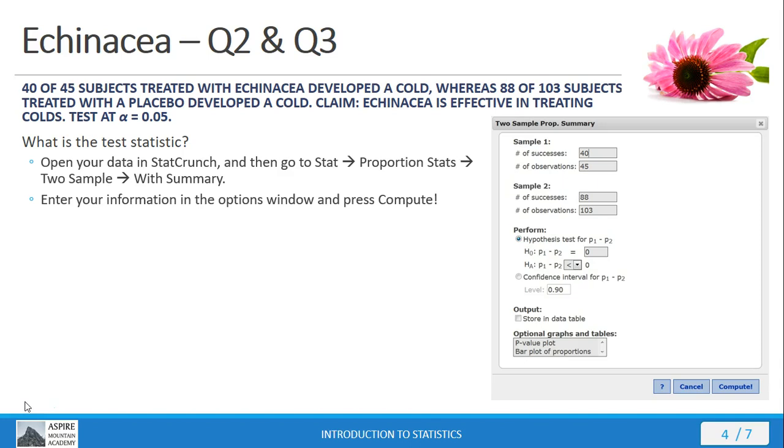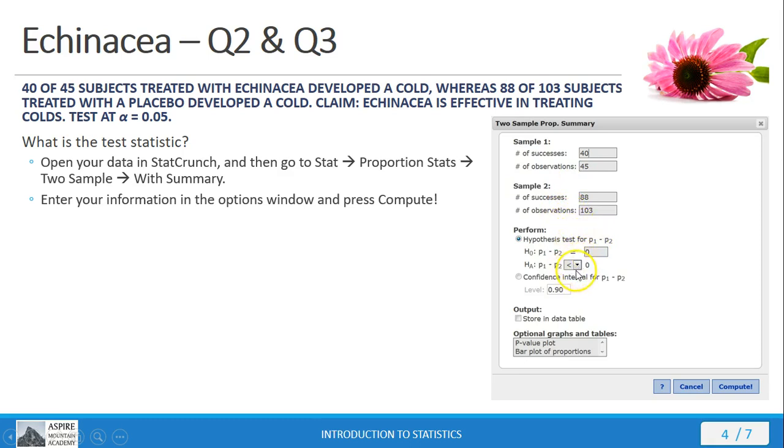In the options window that appears, notice we've got the part and the whole for 2 different samples. And typically, the one that's mentioned first in the problem statement is going to be sample 1. So if you notice from the problem statement, the Echinacea group was mentioned first. So those numbers for the Echinacea group are going first here into sample 1. And then sample 2 is the placebo group, so those numbers go in second.